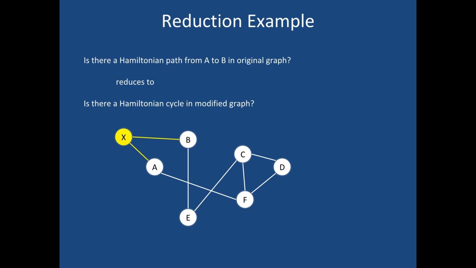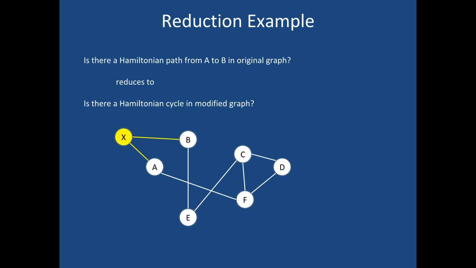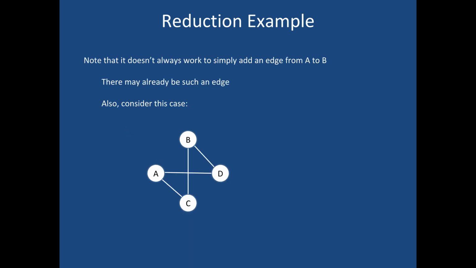Now, the question last time was, couldn't we do something simpler? Let me go back. The proposal last time was, why do this? Why not just put a yellow edge from A to B? Why do I add this vertex this way? Why not just add an edge from A to B? Here's the reason that doesn't work. Let's consider this graph right here. Suppose you're interested in whether or not there is a Hamiltonian path from A to B. Is there a Hamiltonian path from A to B? No.